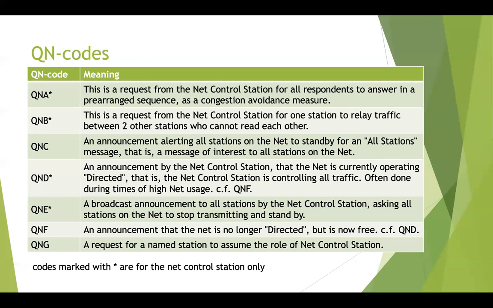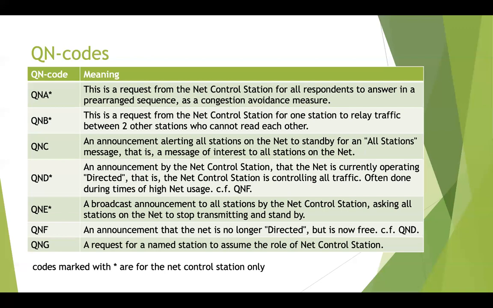QNC would be an announcement telling all stations on the net to stand by for an all stations message. QND would be an announcement by net control that the net is currently operating in directed mode. That means if you need to say something, you should ask net control before you do. This is often done during times of high net usage. QNE is basically saying, hey, all stations on the net stop transmitting and stand by.